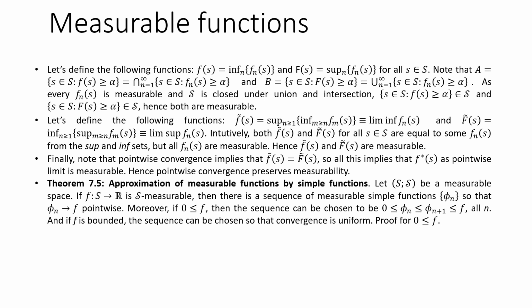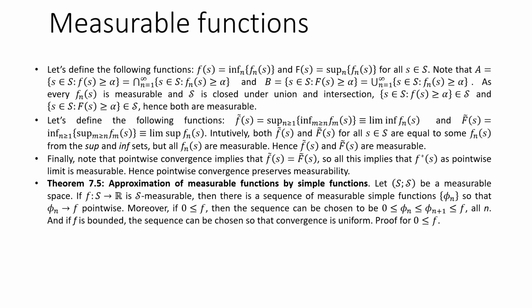The next theorem is theorem 7.5, approximation of measurable functions by simple functions. This is a very useful result, and this is one of the theorems that establish the very favorable, very beneficial convergence properties of the Lebesgue integral, which we are about to deal with in a couple of slides.